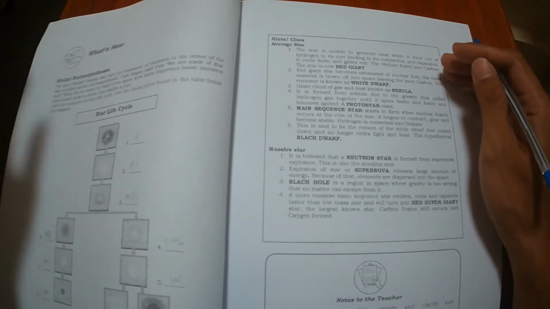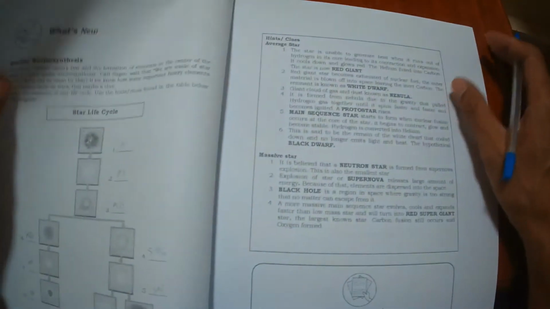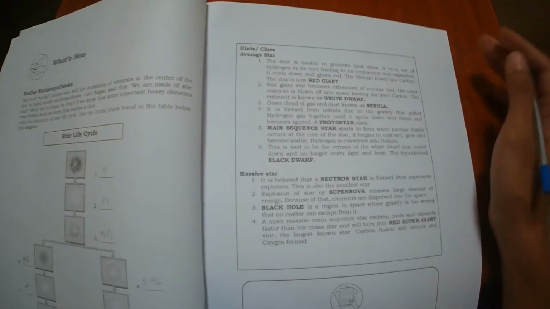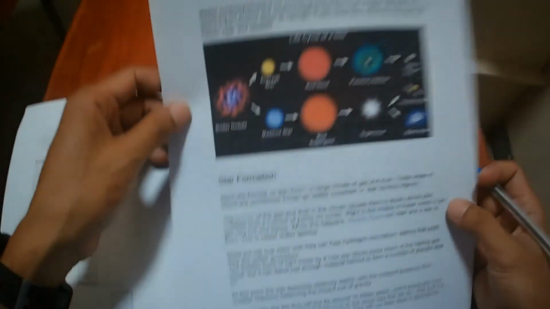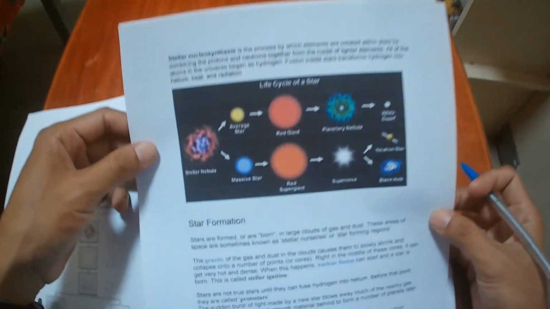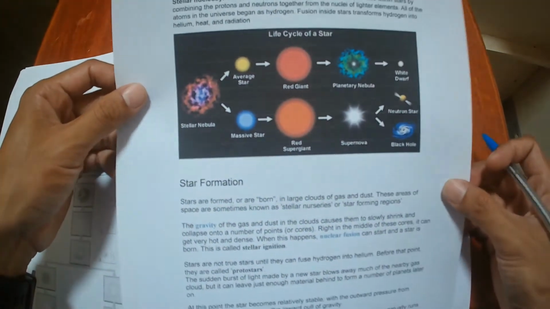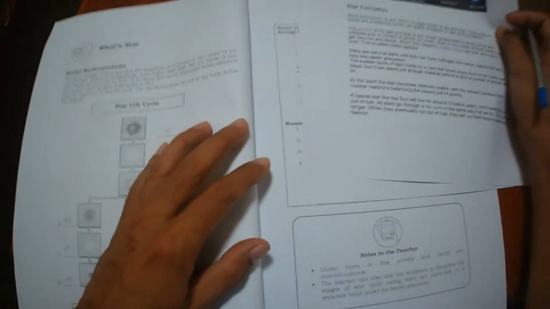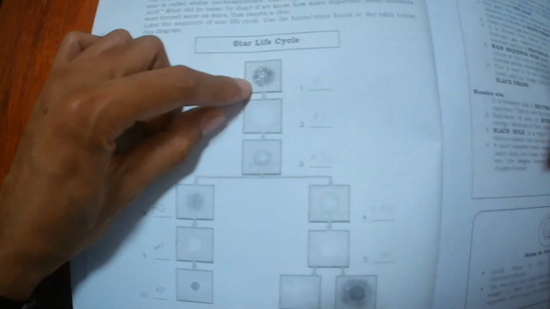Actually guys, I had difficulty with my research, so I googled. So this is my cheat sheet. I printed this out. Okay, so let's explain the star life cycle. This part is the nebula. Specifically, stellar nebula.